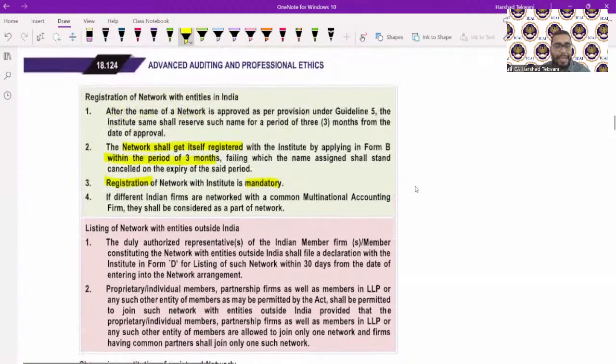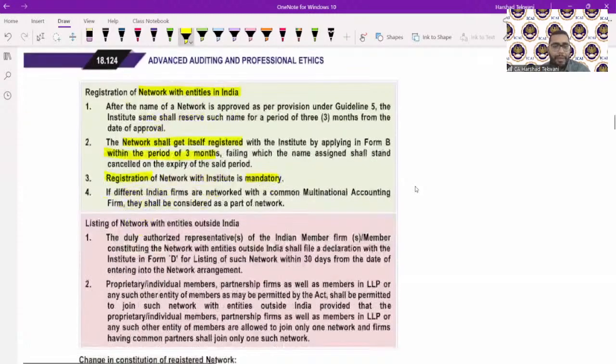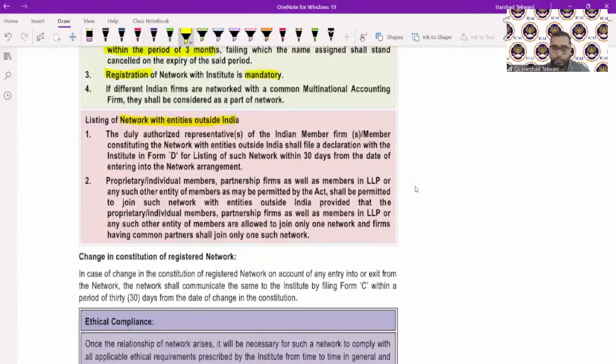Okay. Now this was within India, network with entities in India. Now there is also a network with entities outside India. Now in case of a network with entities outside India, the Indian member of that particular network shall file a declaration with the institute. The authorized representative, or the person representing the Indian member firm, shall file a declaration within 30 days from the date of entering into the network arrangement. So for example, if I entered into a network arrangement on 1/4/2022, then within 30 days, say 30th April 2022, I need to file a declaration. Now listing of network with entities outside India. So it's a global, multi-country network I'm talking about here. So I need to file a declaration and inform the list of such networks within 30 days from the date of entering into the network arrangement.